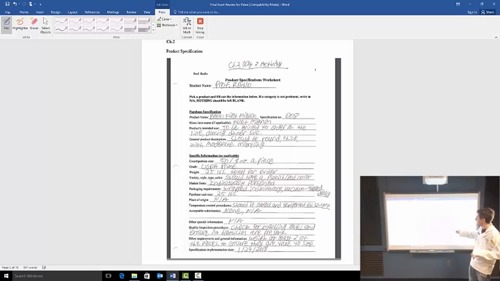Temperature control procedures, this is all based off ServSafe temperature ranges, which I've given you handouts on, so I'm not going to go through that here. If you have acceptable substitutes, make sure to put it in. And then your inspection procedures should be specified.